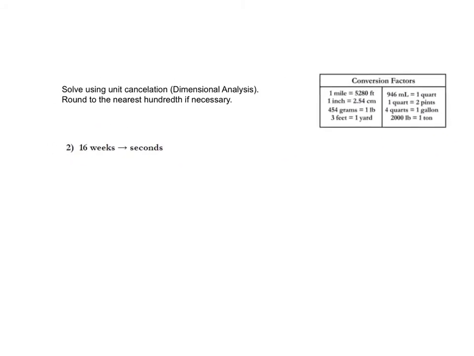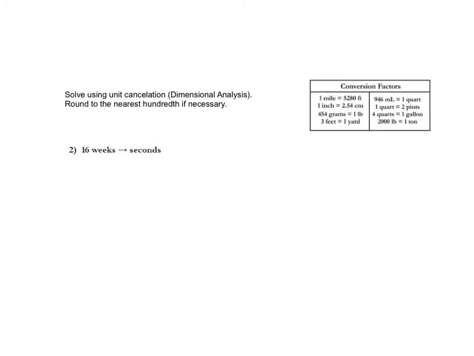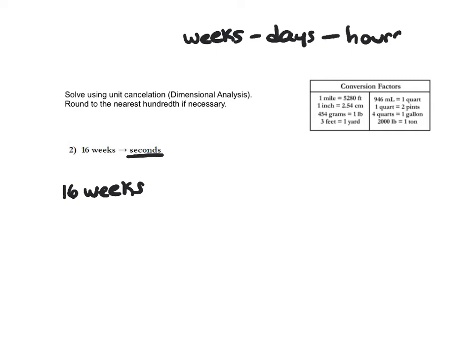Solve using unit cancellation, 16 weeks to seconds. So look up in your conversion chart, you'll see no information about time. So that's interesting. This is where we rely on your knowledge. So I'm going to start with 16 weeks, and I know I'm trying to get to seconds in the end. So it might first make sense to get down to days, because you start with weeks, then you've got to get down to days, then you have to get down to hours, then you have to get down to minutes, and then you have to get down to seconds.